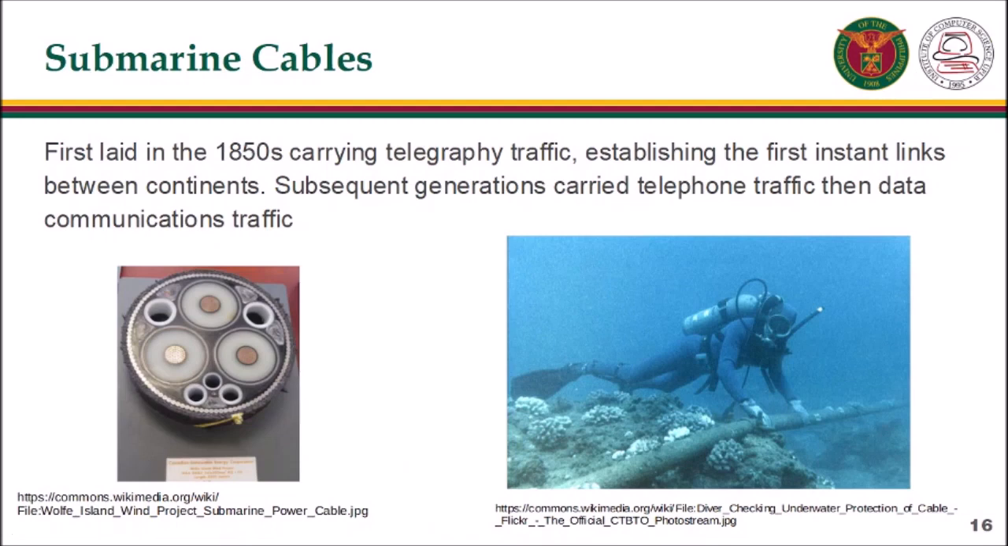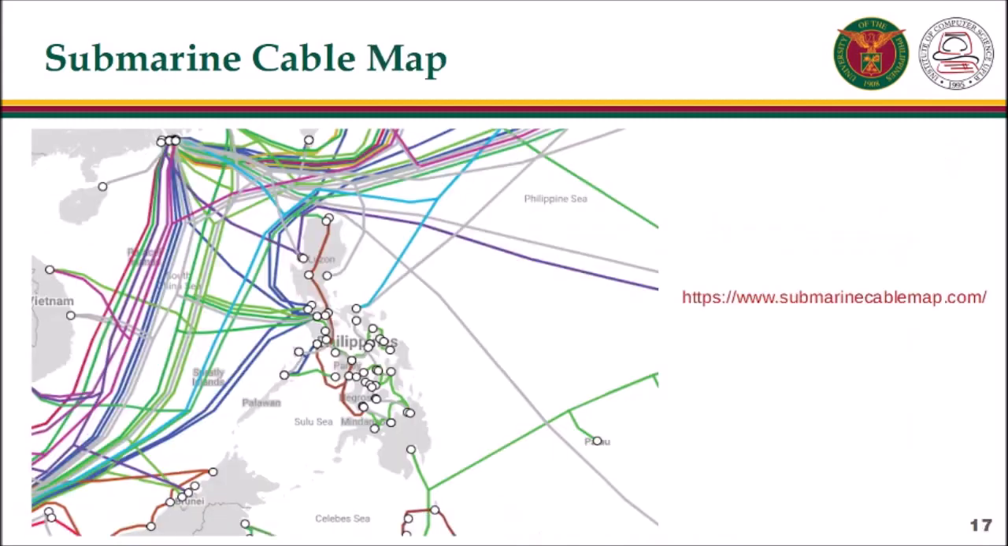Submarine cables were first laid in the 1950s, carrying telegraphic traffic, establishing the first instant links between continents. Subsequent generations carried telephone traffic, then data communications traffic. The left image shows a cross-section of a submarine cable. The right image shows how it actually looks under the ocean.